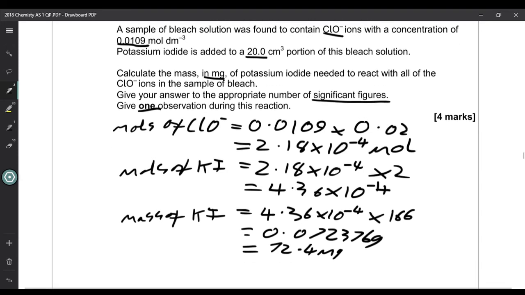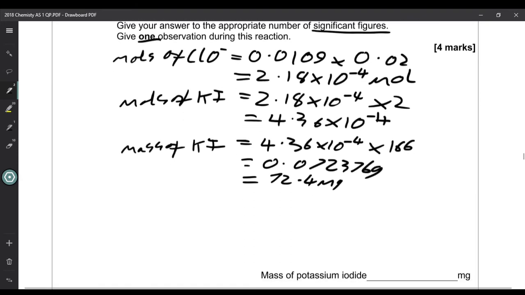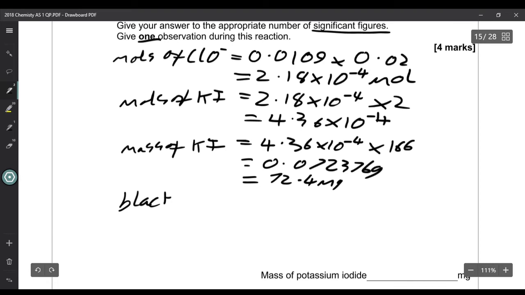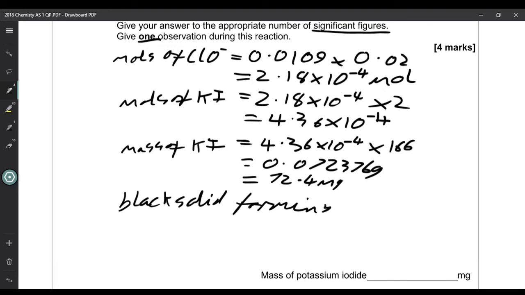So we've also been asked to give an observation during this reaction. What we'll end up with is a black solid forming. We could have also had a brown solution, we'd have got the mark for that. Some students put about fumes coming out or about a purple solution. You wouldn't have got the mark for a purple solution or talking about fumes. It had to be either a black solid or a brown solution.